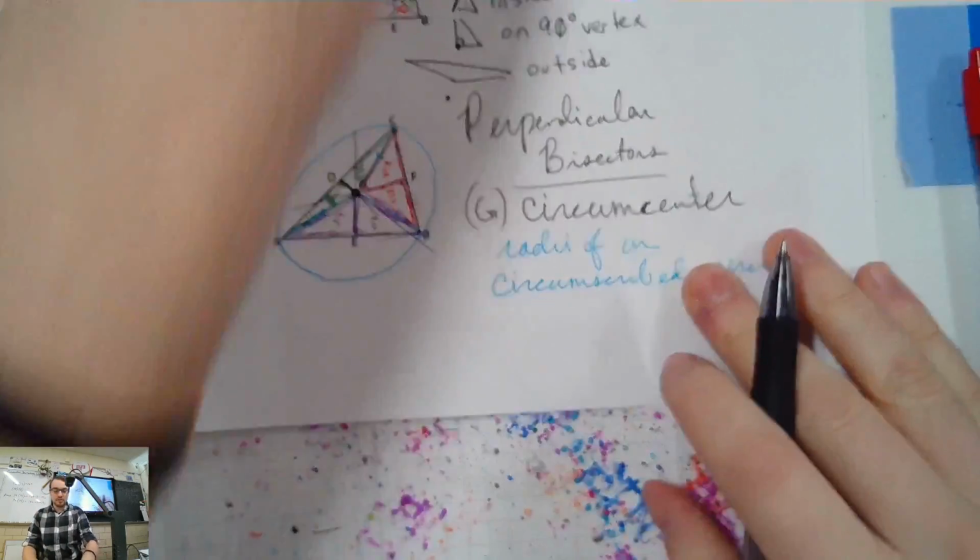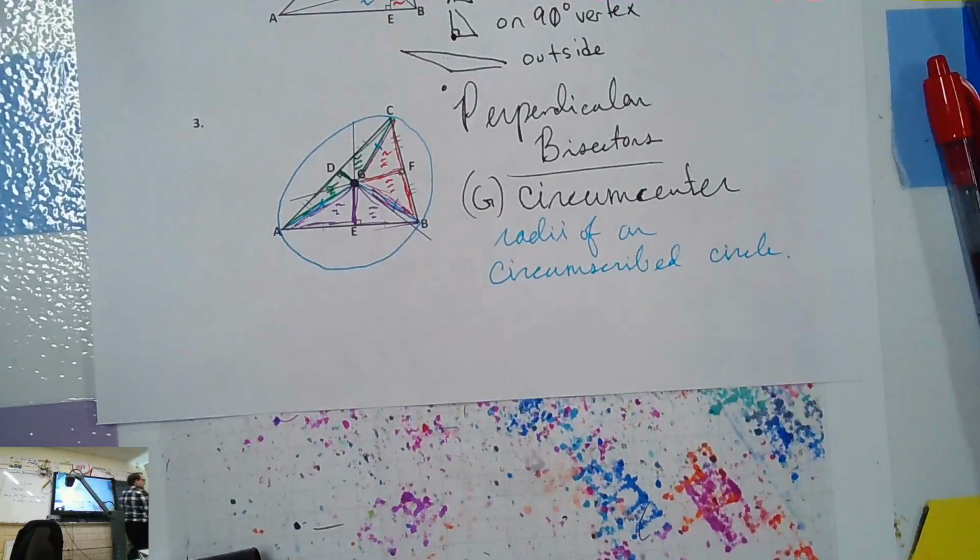Let's talk about perpendicular bisectors now. All right. Here's our triangle. Perpendicular bisectors. I need midpoints and perpendicular lines. So I'm going to do this. Midpoint, perpendicular. Midpoint, it goes 90 from there. Midpoint, it goes 90 from here. Midpoint, and it goes 90 from there.